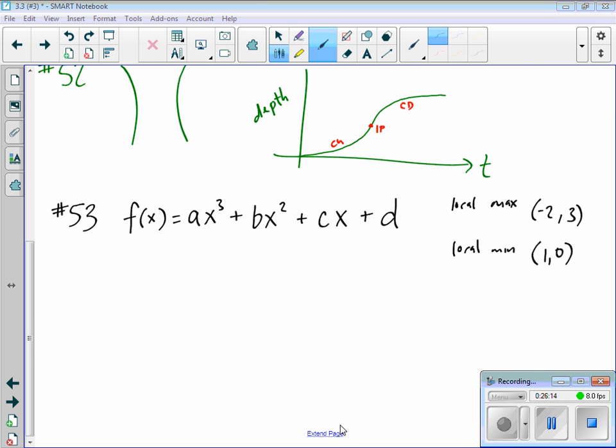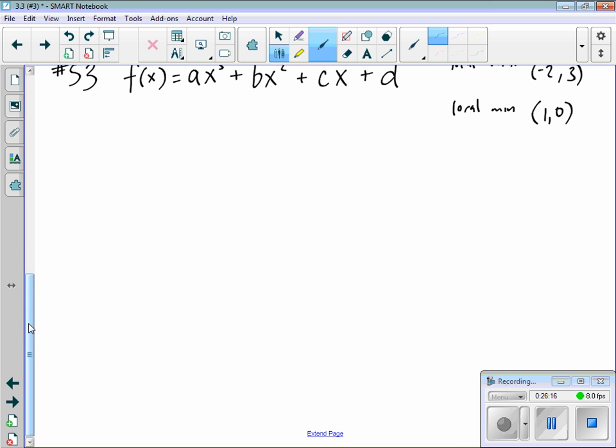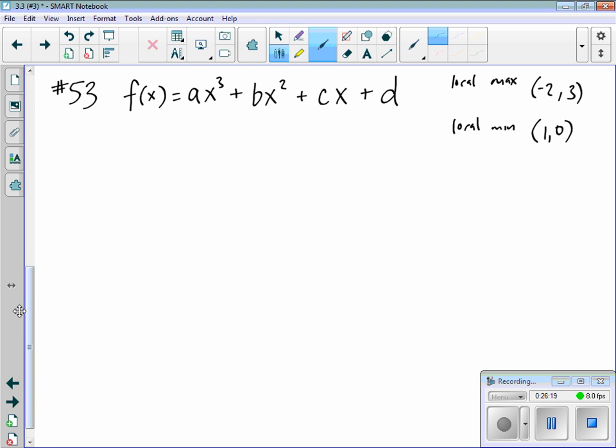Okay, 53 is definitely a difficult question, especially when you haven't seen anything like it before, but you should be able to at least start thinking about what all these things mean and what you might be able to do with it to get somewhere with this problem. So with 53, we're given this function. It says it's a cubic function. There's a local max value of 3, which means the y value, at x equals -2. So this is our local max point. And there's a local min value of 0 at x equals 1. So we've got our two max and min points here.